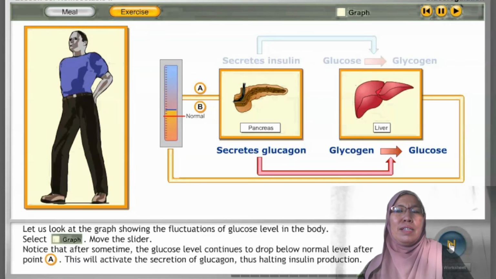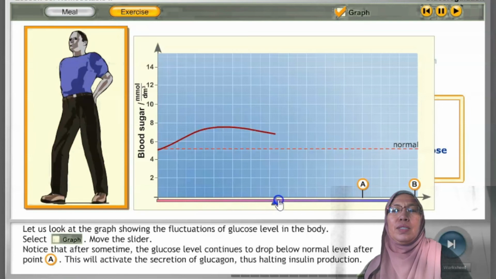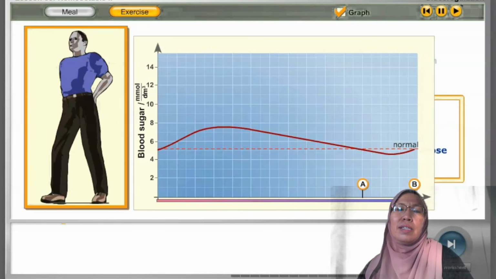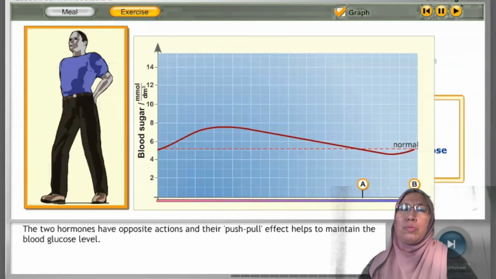So look at this graph. We see the fluctuation of glucose level in the body. After some time, the glucose level continues to drop below the normal level after point A. This will activate the secretion of glucagon, thus helping insulin, so that at point B the glucose level returns to normal.